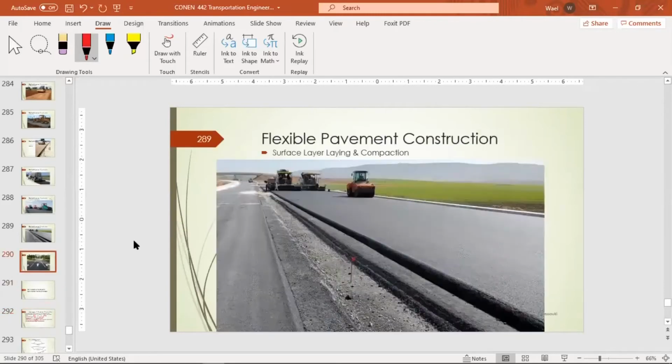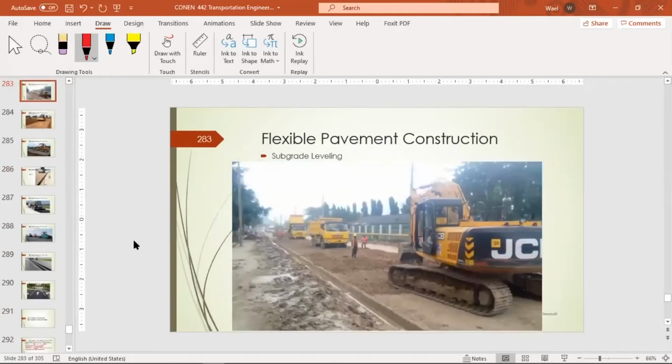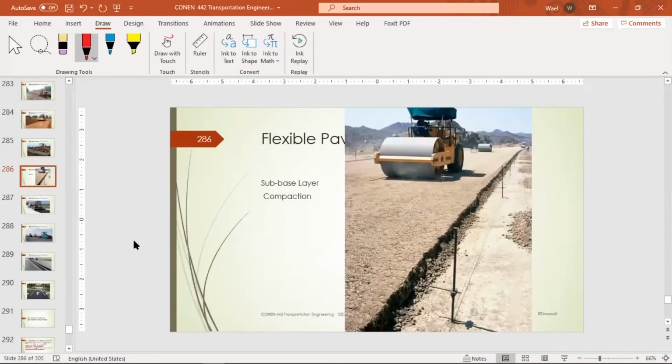Basically, this step, for compacting the layers of the crushed stone here, for example, this is very important. Why?